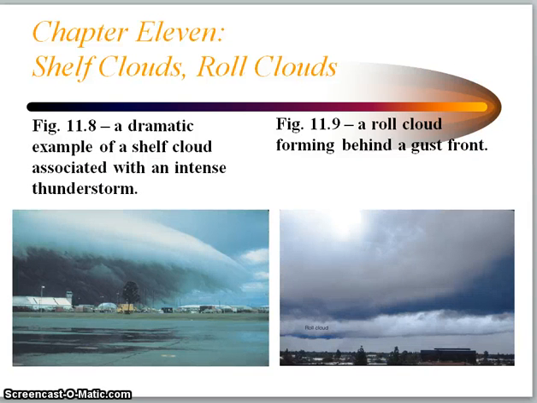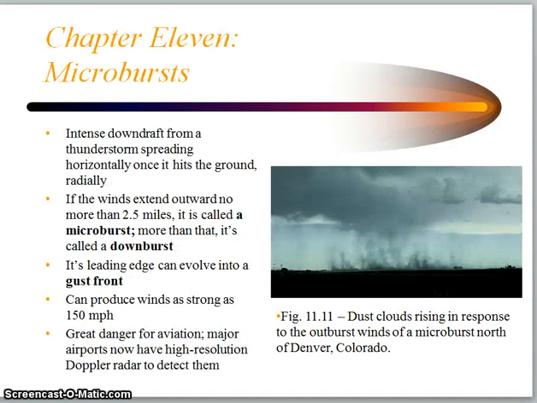Here are a couple of dramatic pictures for you. Figure 11.8 from your book, there's a dramatic example of a shelf cloud associated with an intense thunderstorm, and figure 11.9 is a roll cloud, which is forming right behind a gust front.